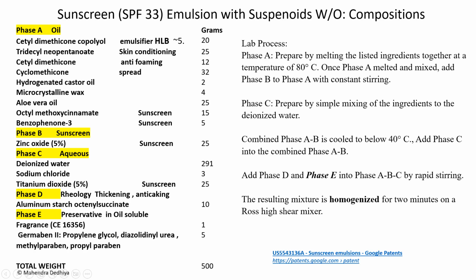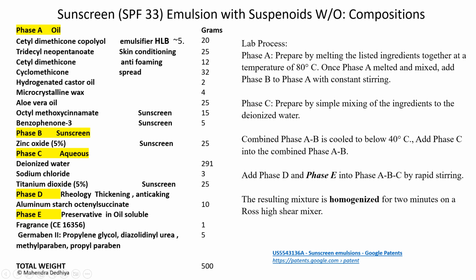Let's look at sunscreen SPF 33 emulsion with suspenoids, in this case, water and oil emulsion. The oil phase has dimethicone, skin conditioning, cyclomethicone. These are used to spread the emulsions or creams, and they are very effective. Dimethicones and methicones are well known for their spreadability and smooth feeling.